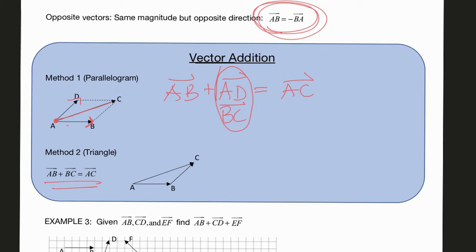What I really want you to see, let me erase some of these lines here, give me a sec. I want you to see that when you are adding vectors, you have to add them head to tail. This is the head of vector AB, but this is the tail of vector BC, and your final answer here is vector AC. It's the tail of the first and the head of the last. So when you add vector AB to vector BC, the answer is vector AC.